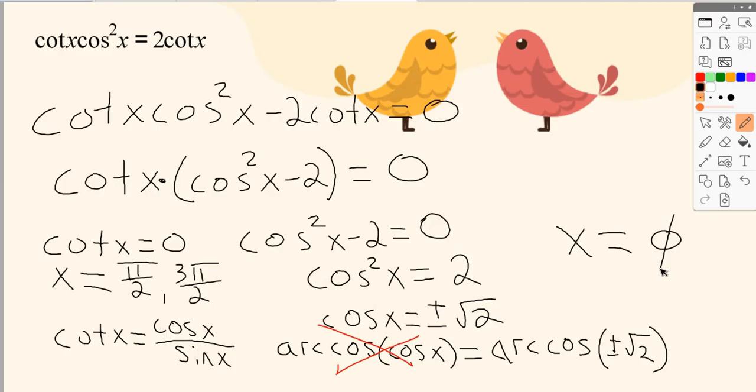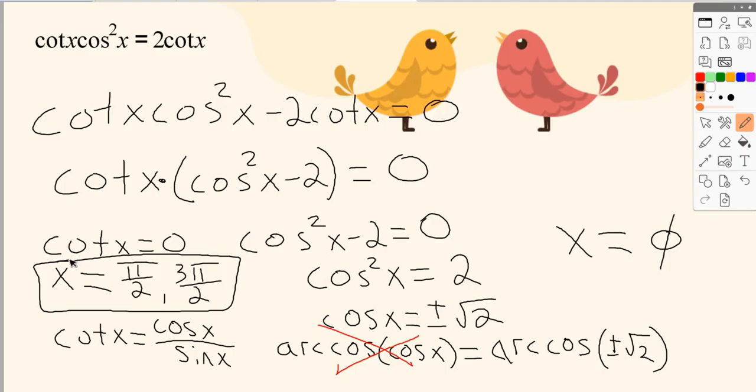But remember, what did we say? What's our amplitude for sine and cosine? 1, right? It only goes up to 1. So is there going to be an angle that gives us something that's bigger than 1? No, which is why it gave us a domain error. It's saying that you can't do this. Which means that we only get our first 2 answers. So that would be our answers instead.